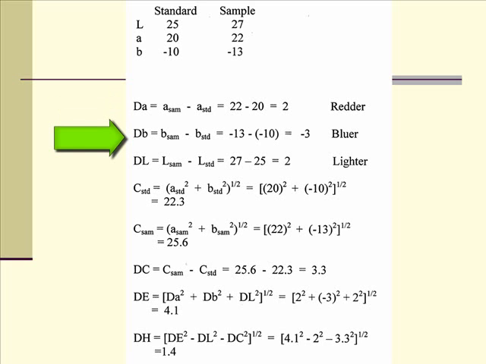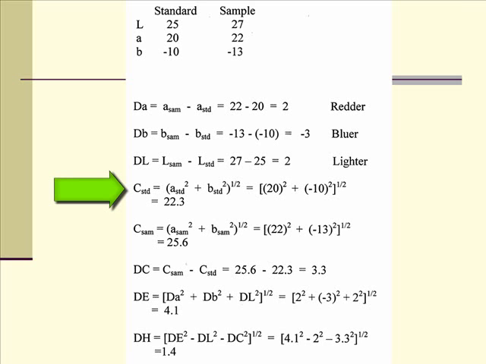Delta B, sample minus standard, negative 13 minus a negative 10 comes out to be a negative 3. So that means it's bluer. Delta L, L of the sample minus the L of the standard equals 27 minus 25, which is a positive 2. And that means the sample is lighter than the standard. Those are pretty straightforward and simple. Chromas for both of them are a little bit more involved. Not too hard, especially if you've got a calculator.